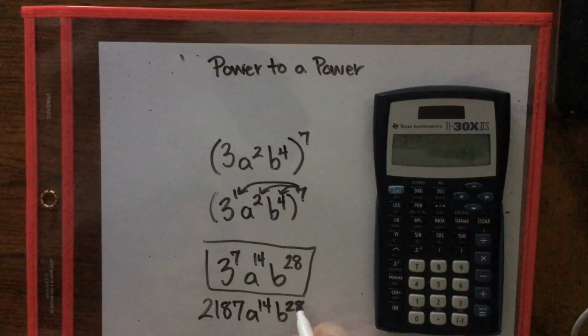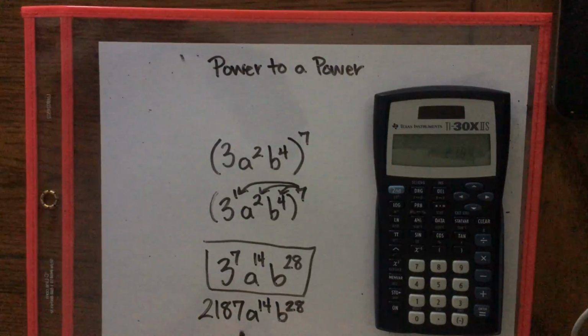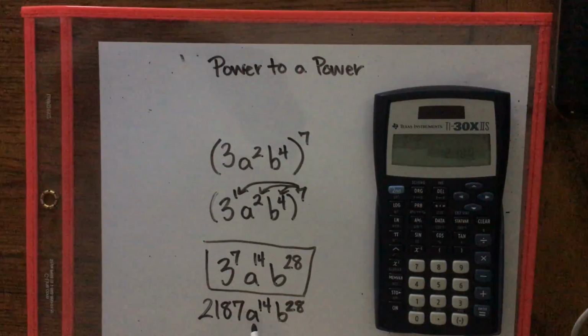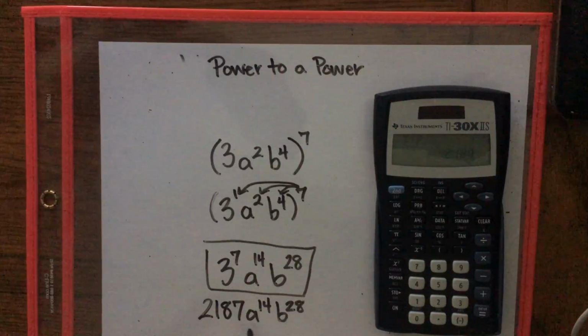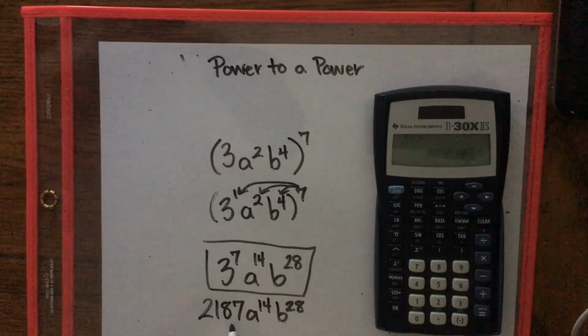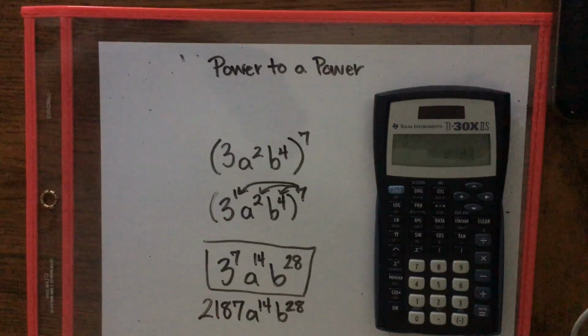Okay, and we just rewrite everything else. So 3 to the power of 7 is 2,187. And because we don't know the value of a or b, we just have to leave them as the variables. So 2,187, a to the power of 14, b to the power of 28.